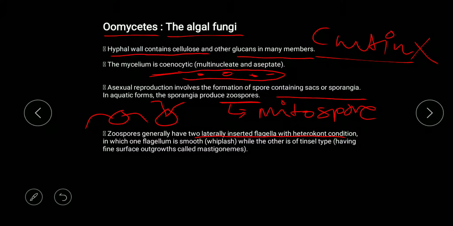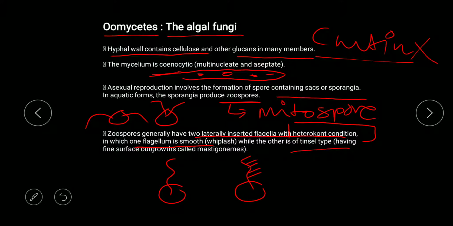Usually they can have both types, but majorly they are laterally inserted. And there are two different types of flagella, so we call it heterokont flagellation, in which one flagellum is smooth, that is whiplash, and the other is tinsel type. Now, what do we mean by a smooth flagellum? If suppose there is a flagellum, this is smooth, but when it is tinsel type, on a tinsel-type flagellum you will find some outgrowths like this, and these outgrowths are known as mastigonemes or flimmers.